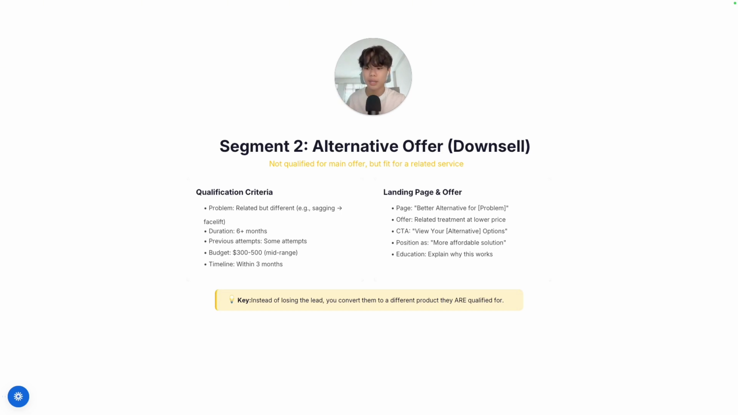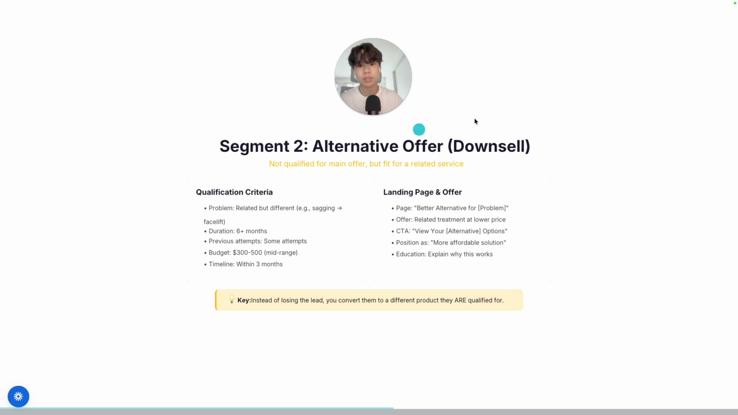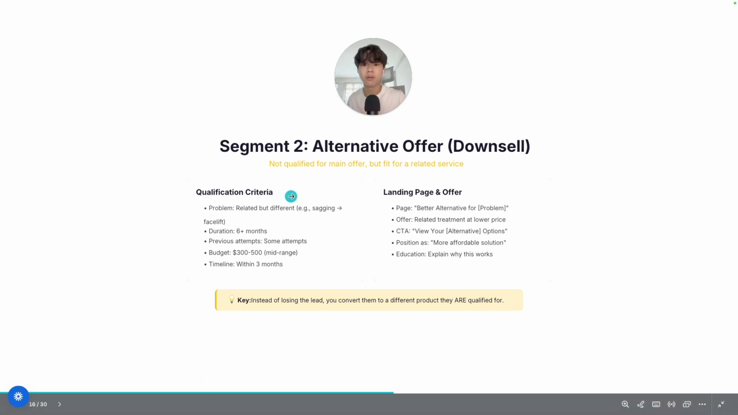And for this offer, what we want is that the budget is in the mid-range of a business. Let's say they want it to be fixed within 3 months. So for this type of lead, we want to funnel them to a segment 2 alternative offer, basically a downsell. You can have your specific landing page and your specific offer for this downsell. Cool, so that will be all for segment 2.